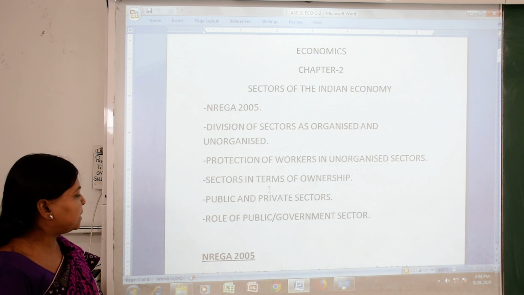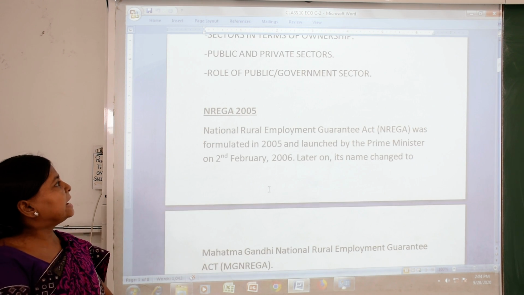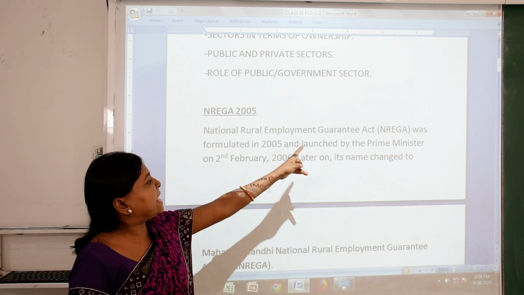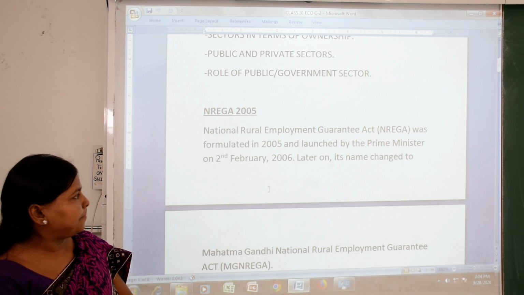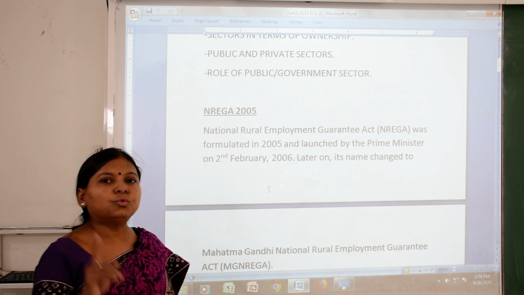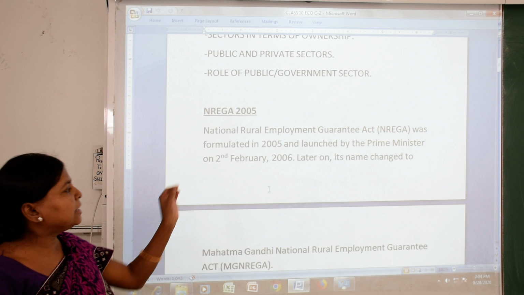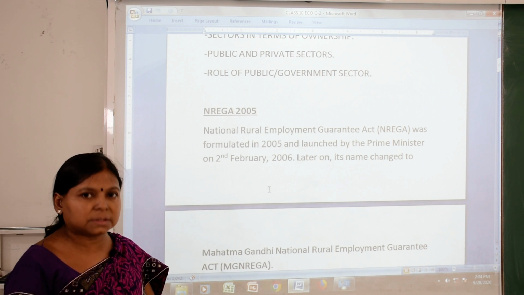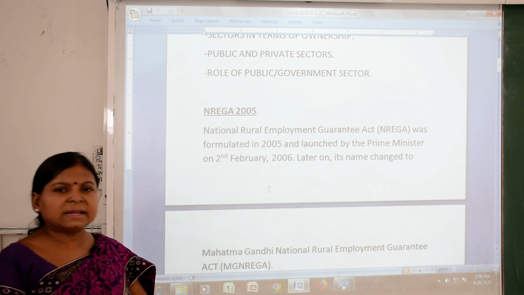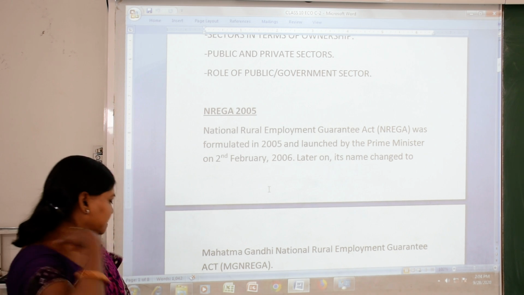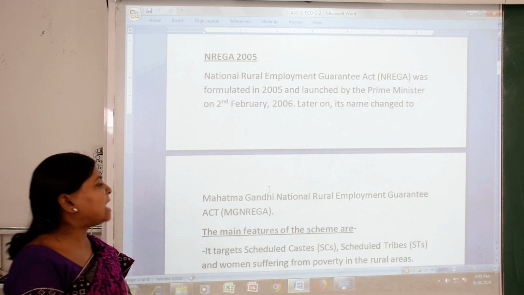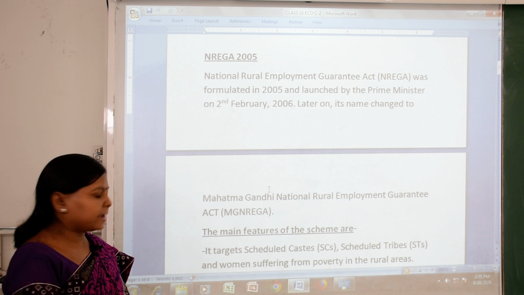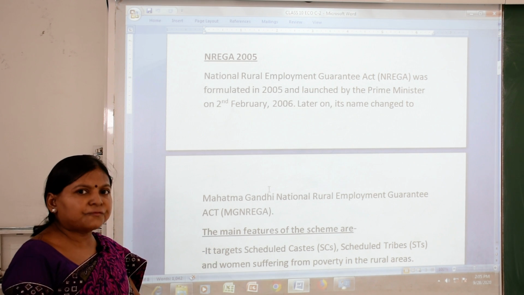Now see my dear students, first NREGA 2005, National Rural Employment Guarantee Act, NREGA, was formulated in 2005 and it was launched by the Prime Minister on 2nd February 2006. Later on its name was changed and it is given as Mahatma Gandhi National Rural Employment Guarantee Act, MNREGA. What is the main feature of this scheme?